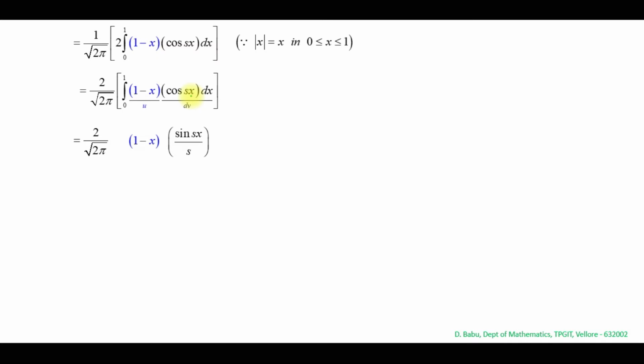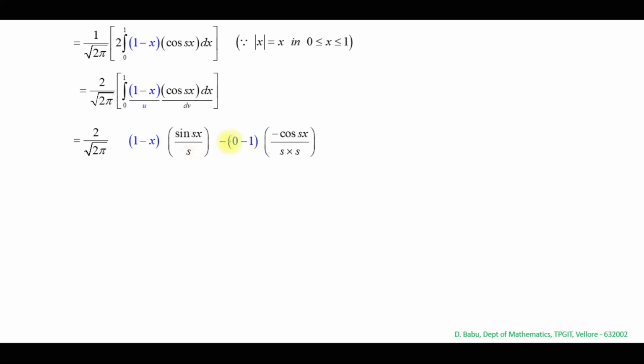Next, alternate term minus: differentiate the blue bracketed term and integrate the black bracketed term. That is, we have to differentiate the first term, and next we have to integrate the second term. So for the alternate term, the differentiation of this one is equal to minus 1. The integration of this one is equal to minus cos sx divided by s into again 1 by s.